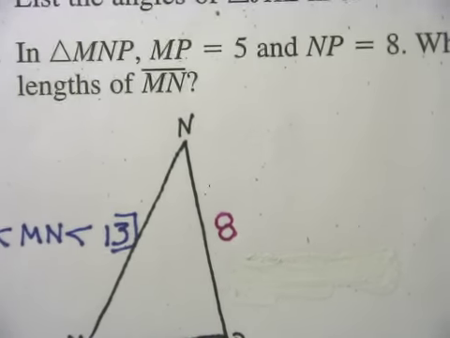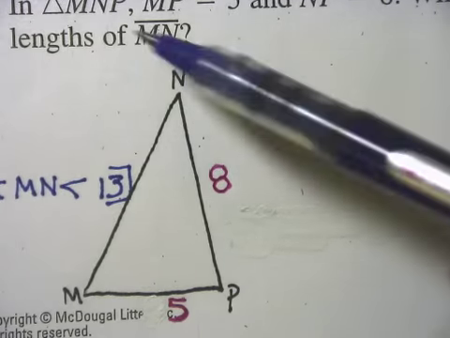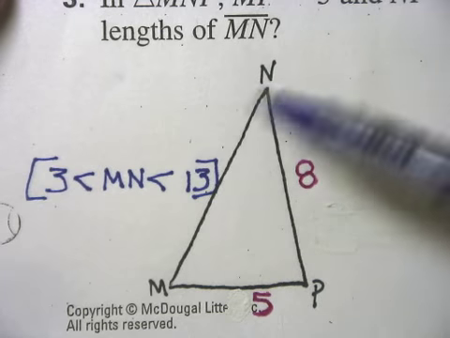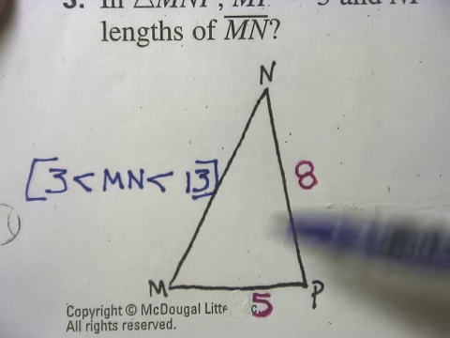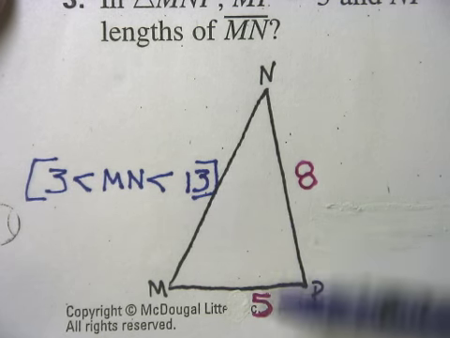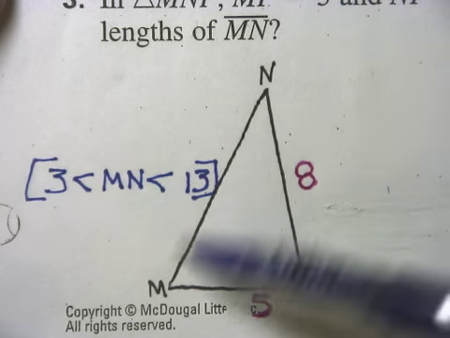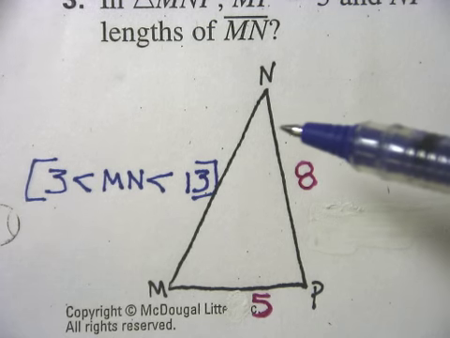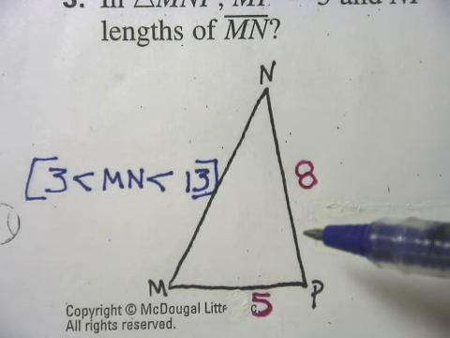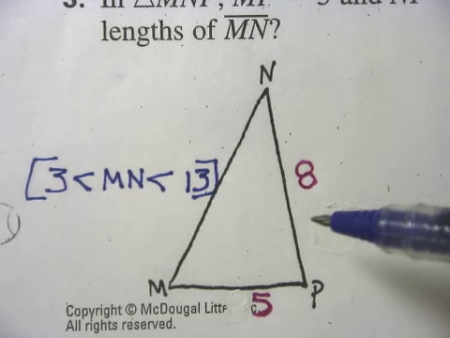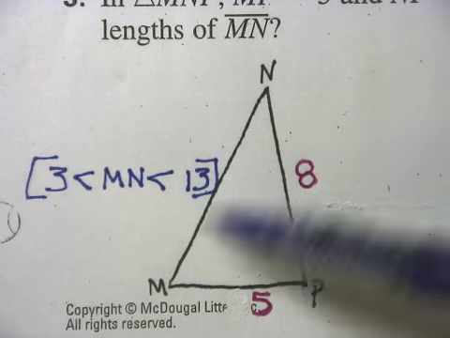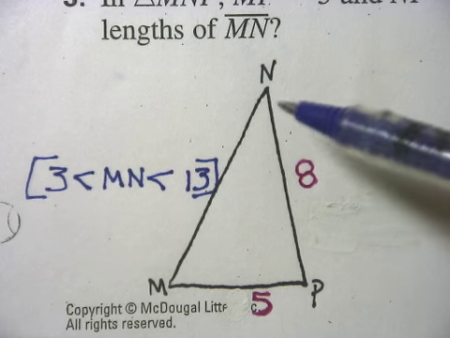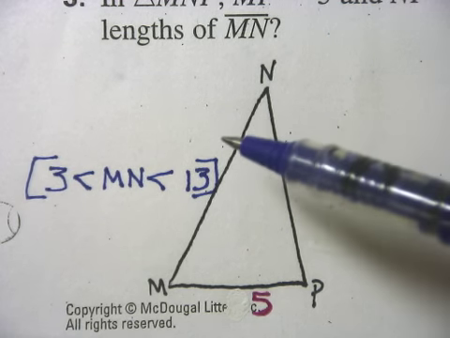Question number 3 asks us, what are the possible lengths of MN? What are the possible lengths of this side here? Well, we know that if I add these two sides together, it's going to be bigger than this side here by itself. As a matter of fact, if you add any two sides of a triangle together, it will always be bigger than the third. So these two sides here together are going to be bigger than this side here.